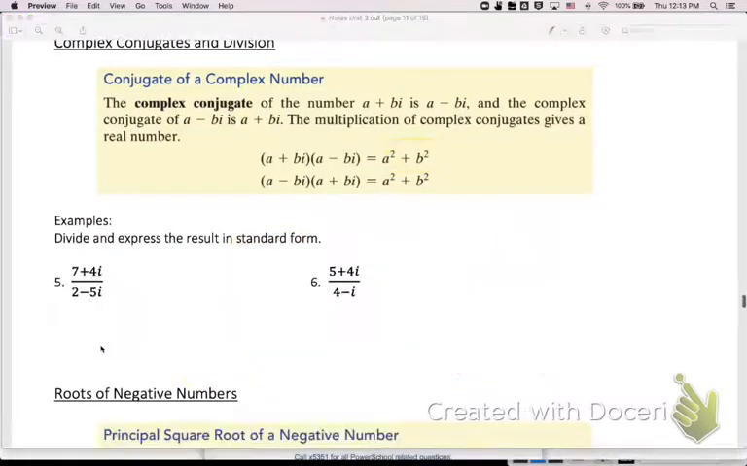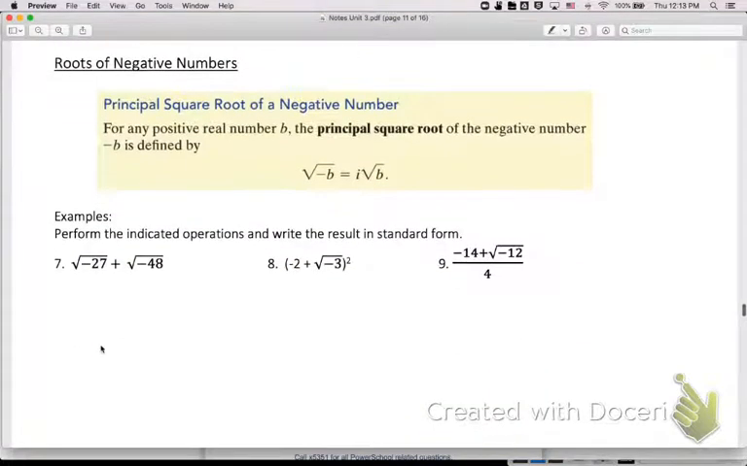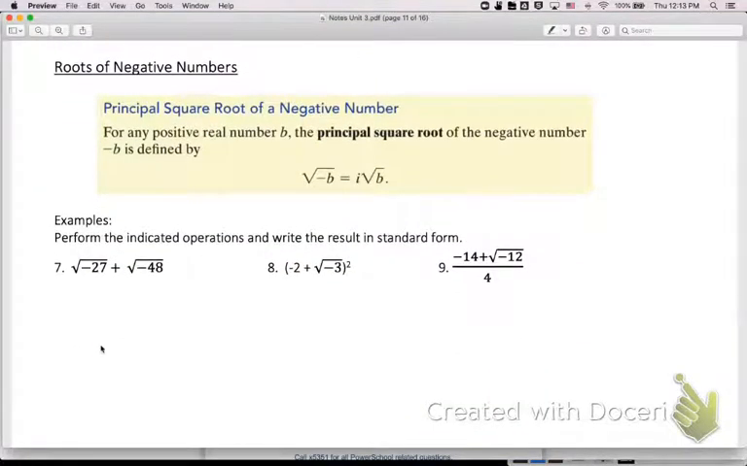Okay, taking square roots of a negative number. The way that we get rid of the negative is with an i, because we're breaking this down into the square root of negative 1 times b. And so we're going to use our other simplifying processes just exactly the same.